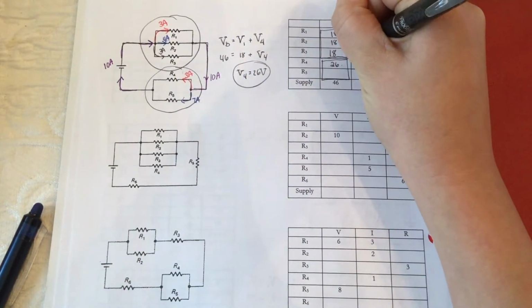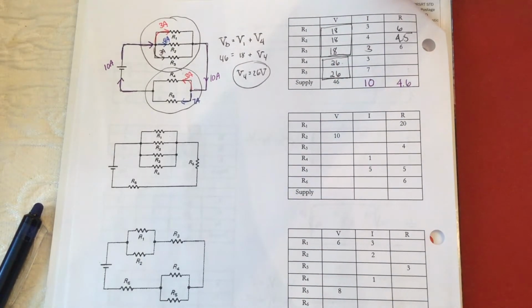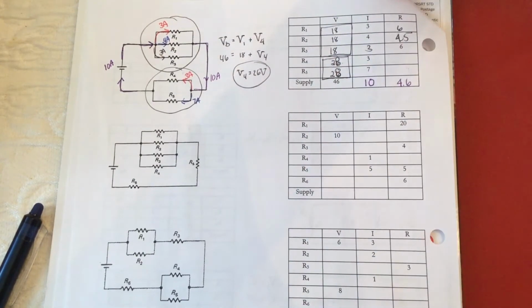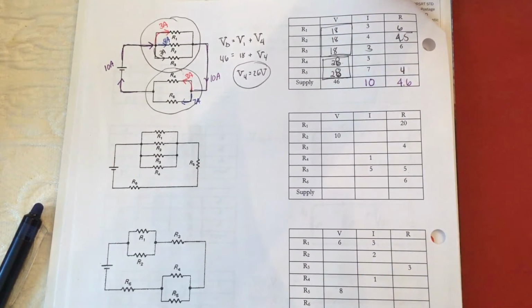And since it's in parallel with R5, this also has a value of 26 volts. Dividing across the row then, we can get the equivalent resistance for each set of the circuit.